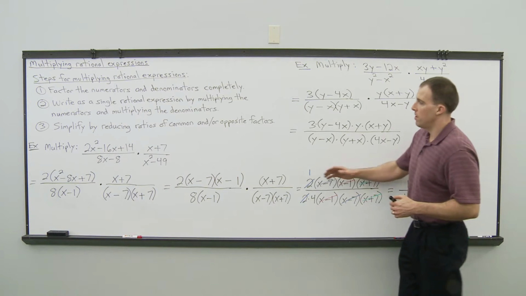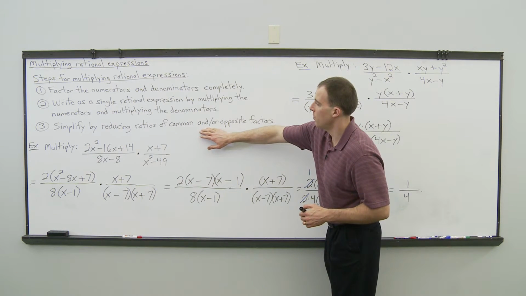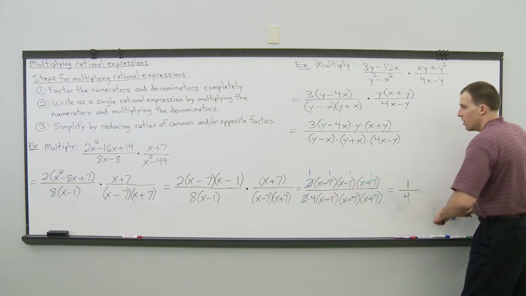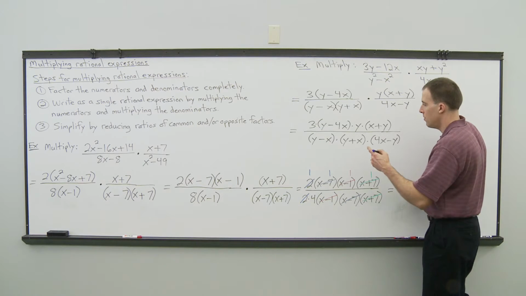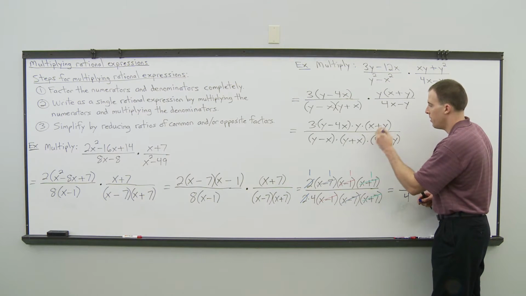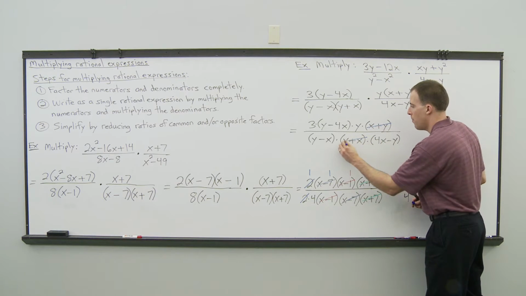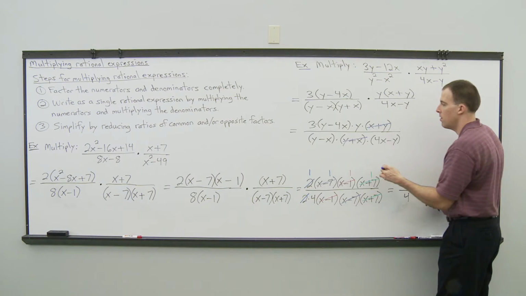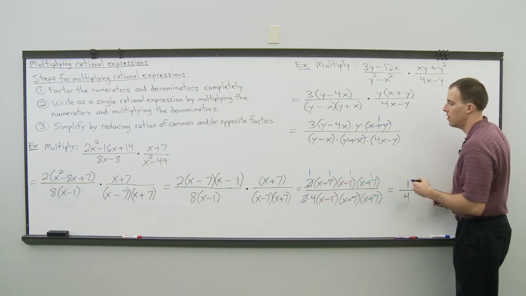The final step is to simplify by reducing ratios of common and or opposite factors to 1 or negative 1. So taking a look at what we have, do we have any common factors? X plus y and y plus x are exactly the same factor. Y plus x is just the reverse of x plus y. It's equivalent by the commutative property of addition, so those divide out to 1.